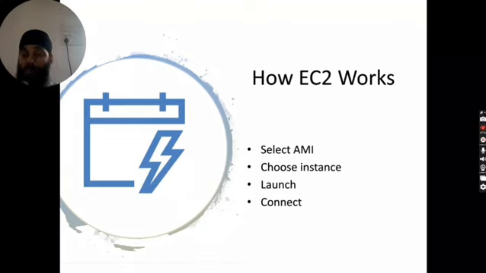So how do EC2 instances basically work? First you need to select the AMI, in the sense of which operating system your EC2 instance will work on. Then choose the instance type, which type of instance you want, whether general purpose, memory optimized, or compute optimized.